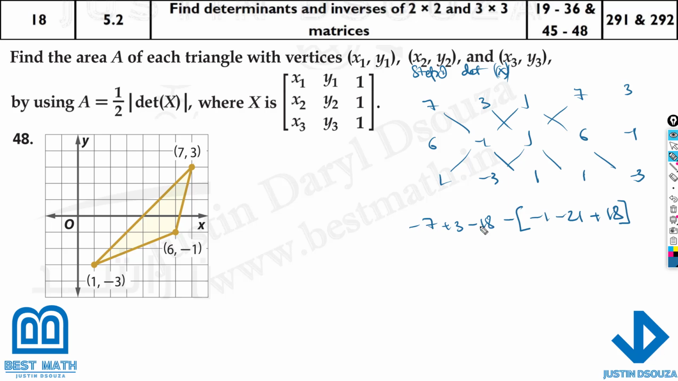Next what we do is we add them up over here. It will be minus 4 minus 22, and here we have minus 22 plus 18, that's 4. Let me just double check it. 18 minus 22, it's minus 4. Minus minus will be plus, so it will be minus 18. And now step 2 is area. Area is half times, you should write the formula and everything, minus 18. So it will be half times 18, that is 9. 9 units square is the area.